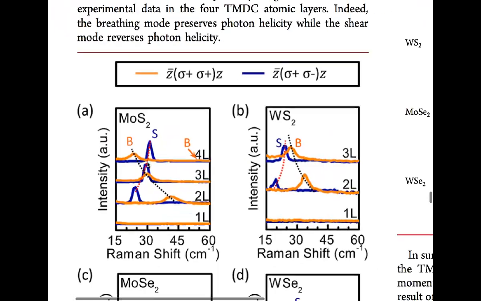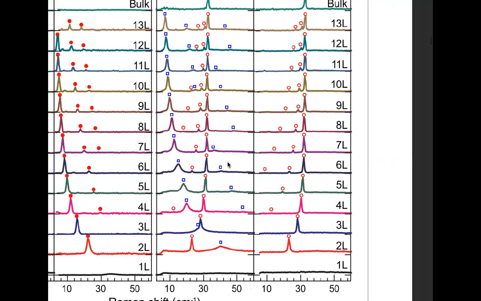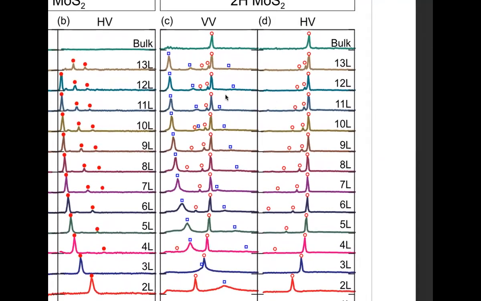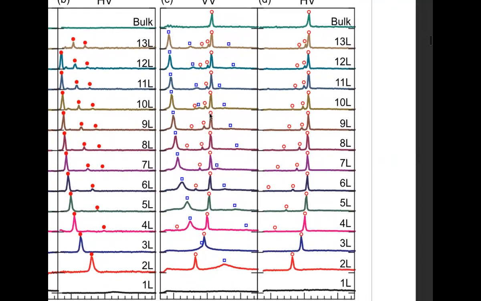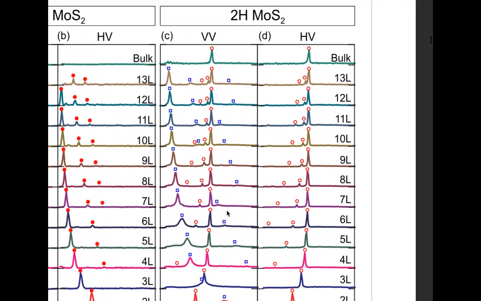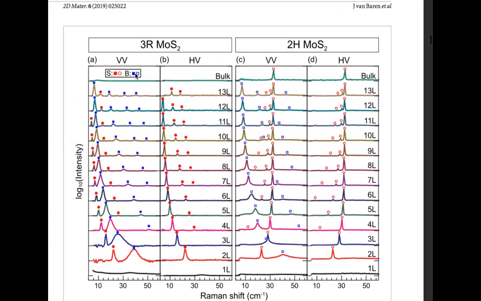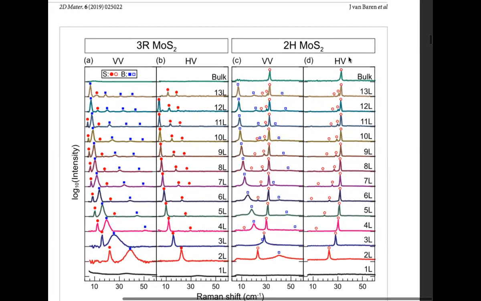Okay, and we get something quite similar for Jeremiah's paper. When you use a copolarized light, you see both the shear mode and breathing mode. So these red dots are the shear mode, and the breathing mode is the blue one. So you see both of them for actually all the layer numbers. But when you use a cross polarized one, you only see the shear mode, for all the layer numbers. So then we use this tool to separate them.